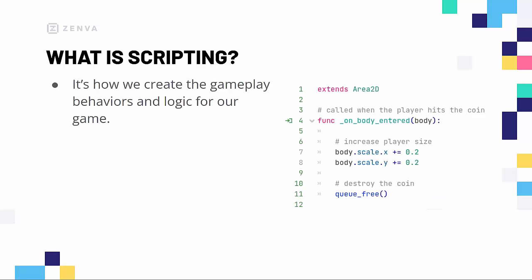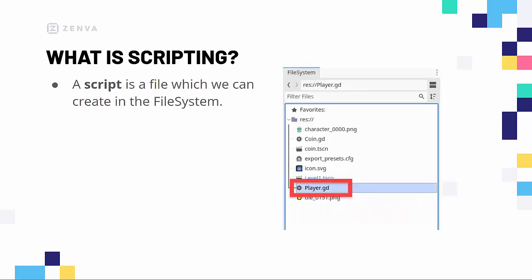So, first of all, what is scripting? Well, at its core, scripting is how we can create the gameplay behaviors and logic for our game, okay? And this is done via creating what's known as a script. And a script is essentially a file which we can create in the file system, okay? So it's an asset, and this is essentially just a text document which we fill with code.